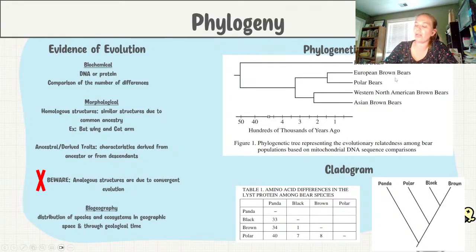The European brown bear is closely related to the polar bear because it shares a branch point, as well as the Western North American brown bear and the Asian brown bear are closely related because they share that recent common ancestor. You can rotate this. You could have put Asian here and Western North American here, as well as you could have put polar bear there and European brown bear there.